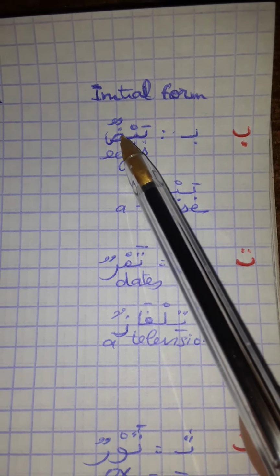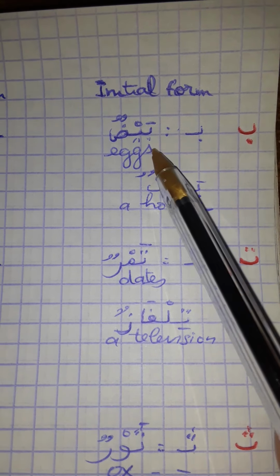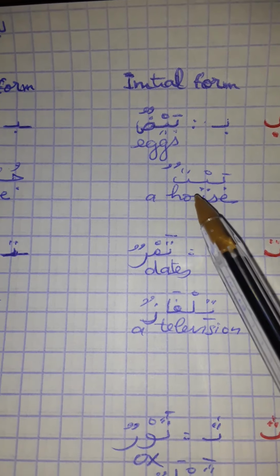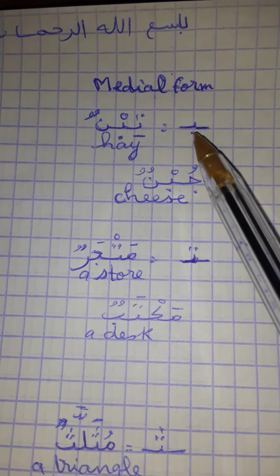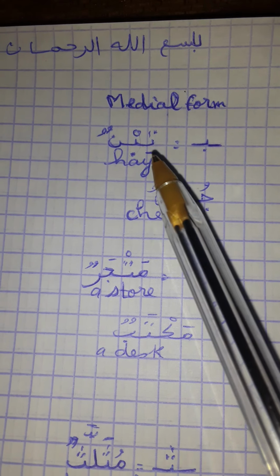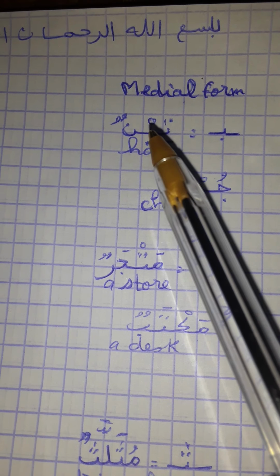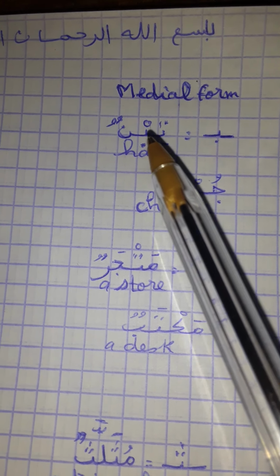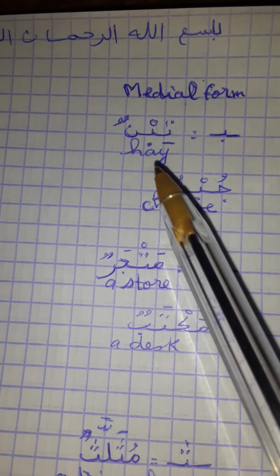Example: baydon, eggs. Another example: baytun, a house. Okay. Medial form, we draw the connecting line here, then the ba. Example: tibnun. So you see here a sukun above the letter ba. We read it b. Tibnun.